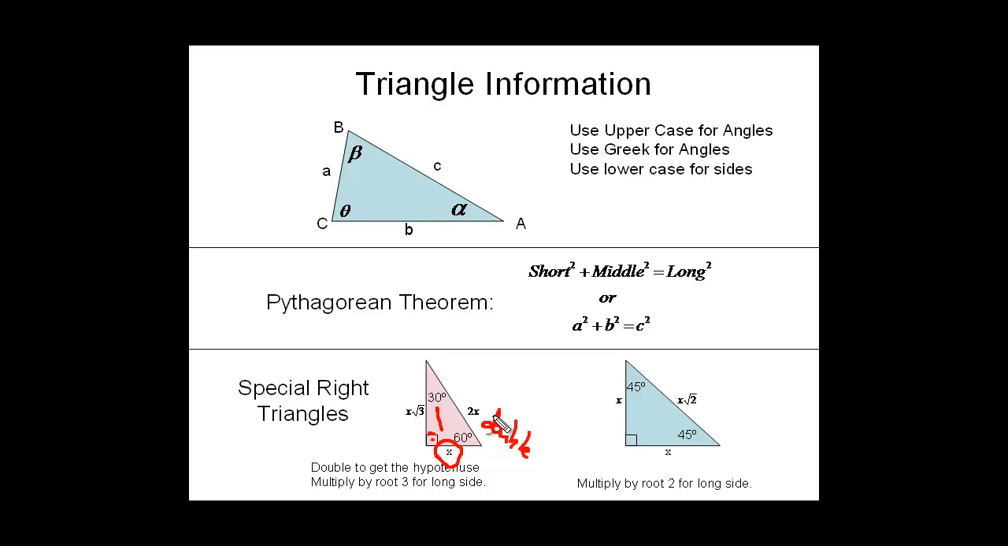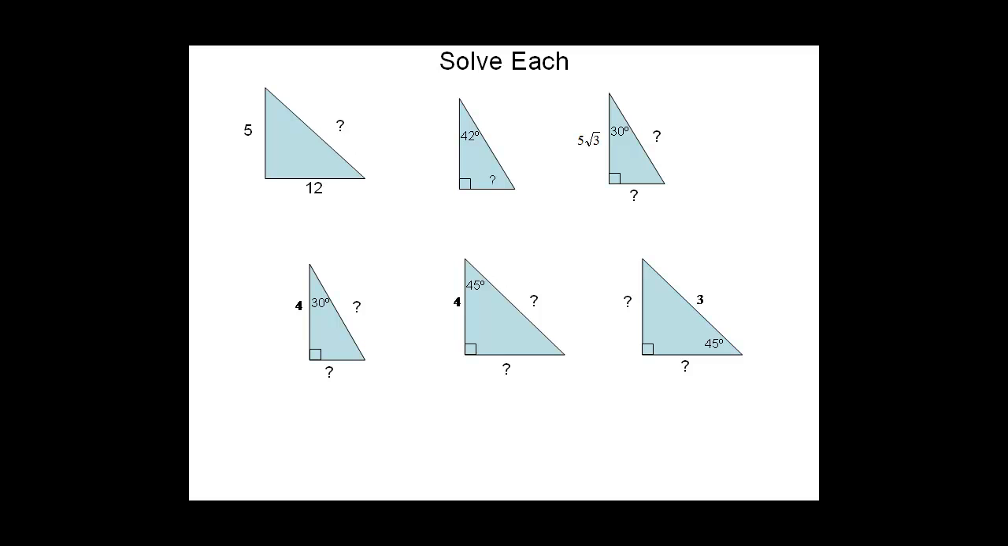Now with the 45, these are the same, x and x, because the angles are the same. Then, to get the hypotenuse, you put the square root of 2 next to it. So if you have x, you get x square root of 2 for the hypotenuse of a 45-45.